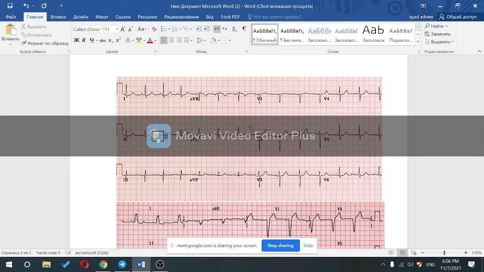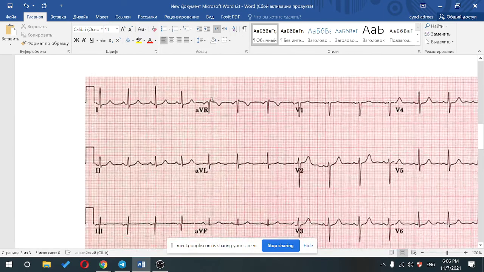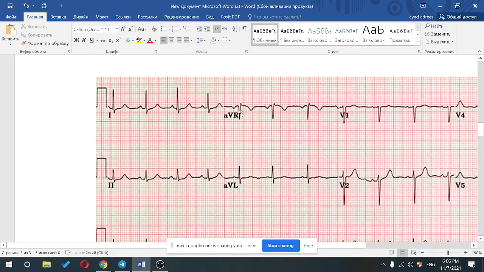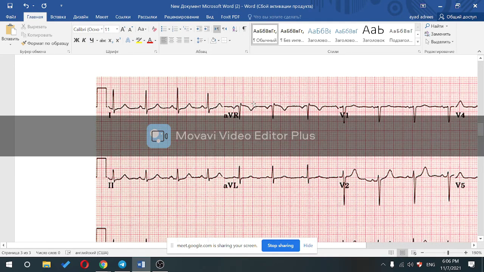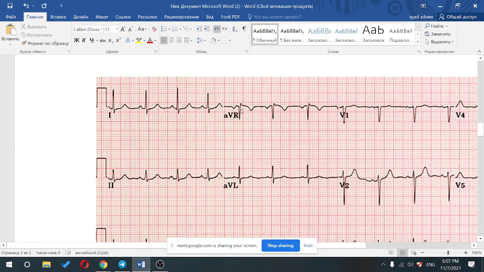So yeah, you look at the aVR, and you make sure that the P wave, QRS complex, and T wave, all of them are facing down. If they are facing up, it means that you have put the patient in the ECG machine wrongly, basically. You did not put it correctly. So the P wave, QRS complex, and the T wave should be facing down.